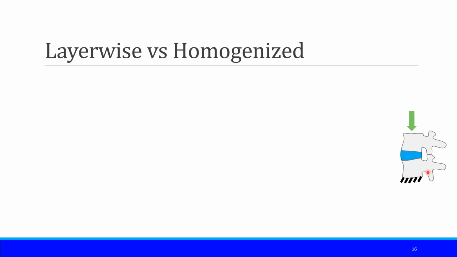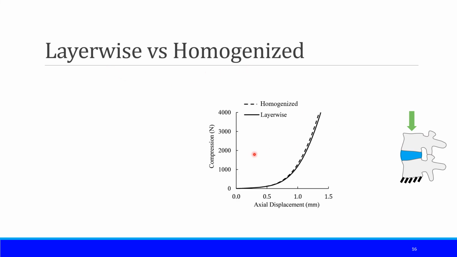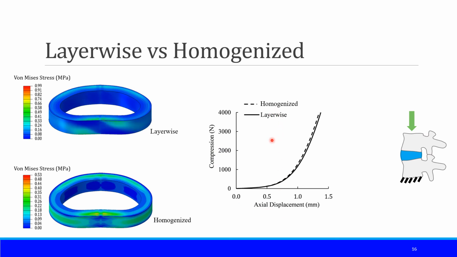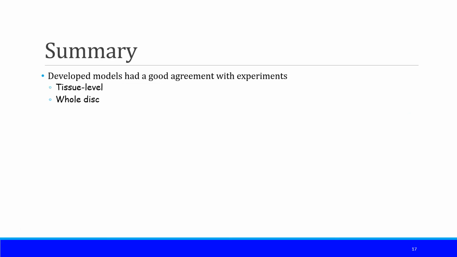Additionally, when we evaluated the response of the whole disk model by using layer-wise and homogenized approaches, we found that the compression and displacement responses of these two approaches are nearly similar. However, the stress field is quite different between these two approaches. You can see that the pattern and the magnitudes of the stresses are quite different in these two approaches.